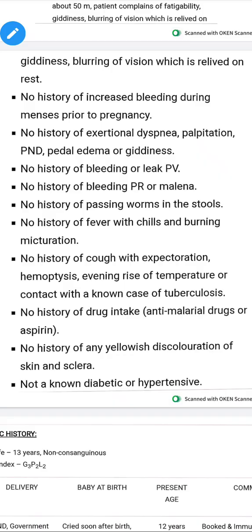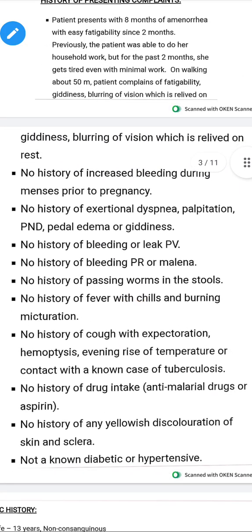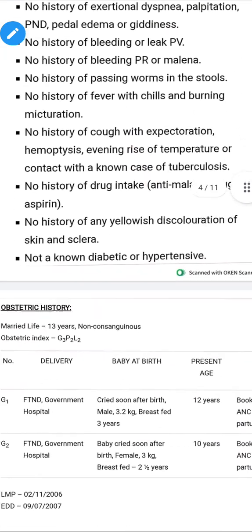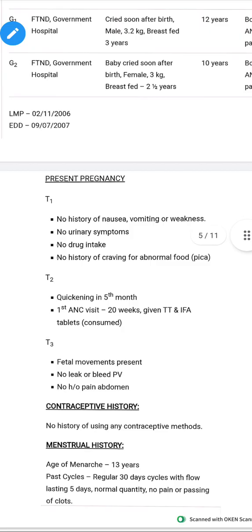So you have to first take the identification details, followed by parity index, then chief complaints, and then history of presenting complaints. After that, you have to actually follow a sequence. So you have to first present your history of present pregnancy trimester wise. In the first trimester, there is no history of nausea, vomiting, weakness, no urinary symptoms, no drug intake, and no history of craving for abnormal food, that is pica, which is associated with iron deficiency.